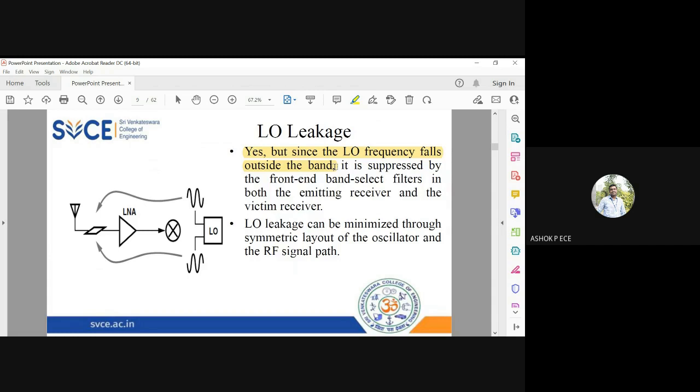But since here both are going to be the same, there is always a chance that the power from your LO will leak towards your antenna, and it can be minimized by symmetrical layout of the oscillator and RF signal path. So it can be minimized and it cannot be completely eliminated. So LO leakage is a very serious issue in DCR, direct conversion receivers, which is not present in heterodyne receivers because the RF frequency and LO frequencies are away from each other.